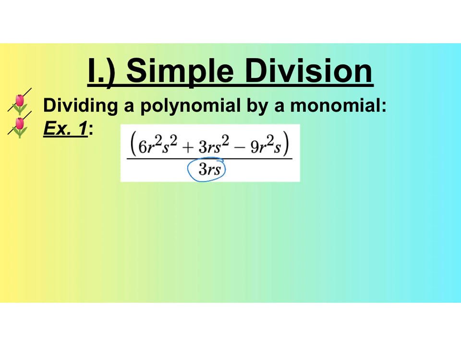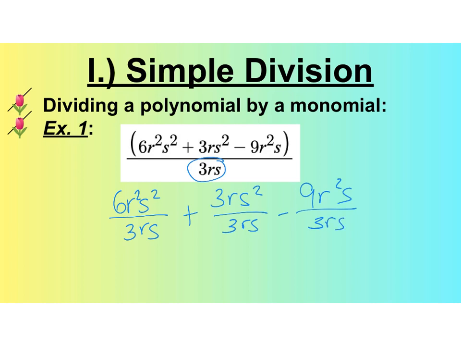So my suggestion is to put that under each term. Don't just start crossing off. So I'm going to rewrite it so that each one has 3rs in its denominator, and then I can think about simplifying. And now I can divide because these are all pieces being multiplied, so I can simplify this way. 3 goes to 1, r's go to 1, I just have an s left there, and then minus 3, r's go to 1, so 3s for my last term.